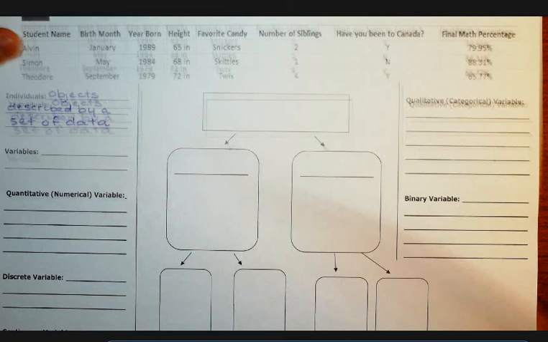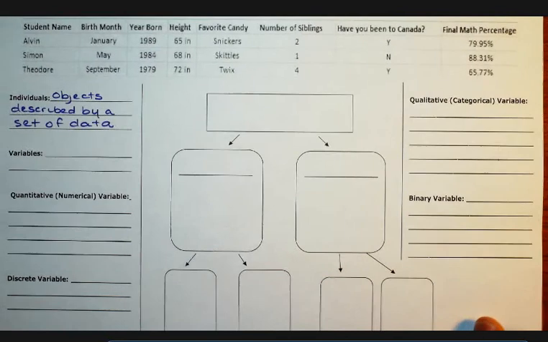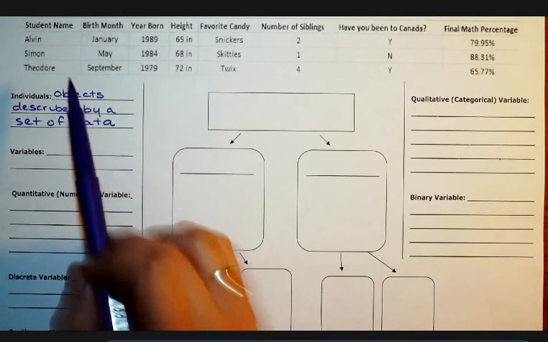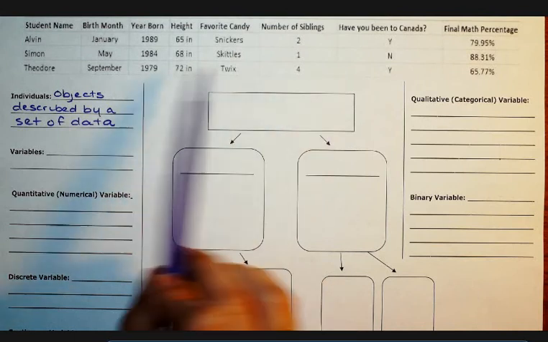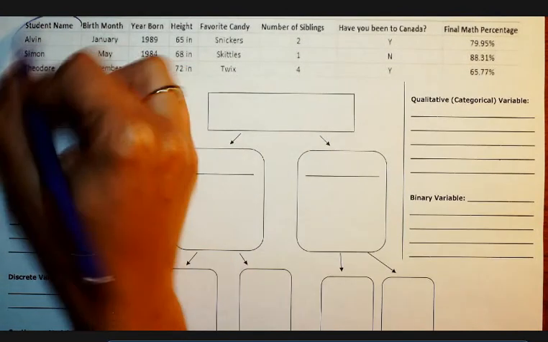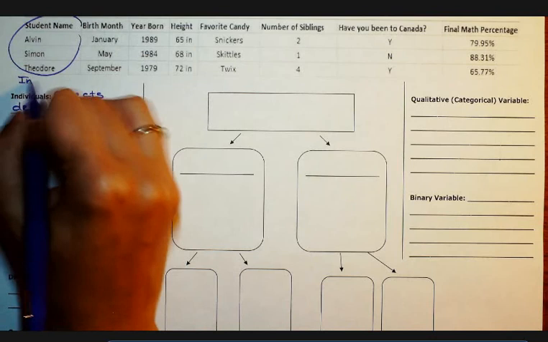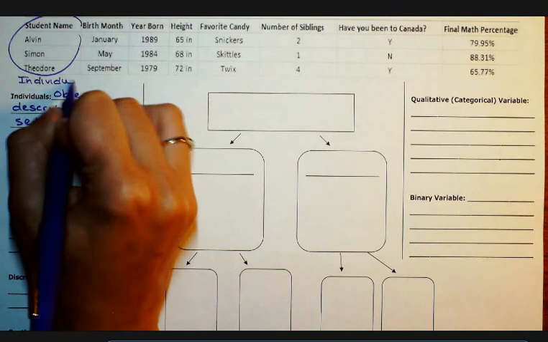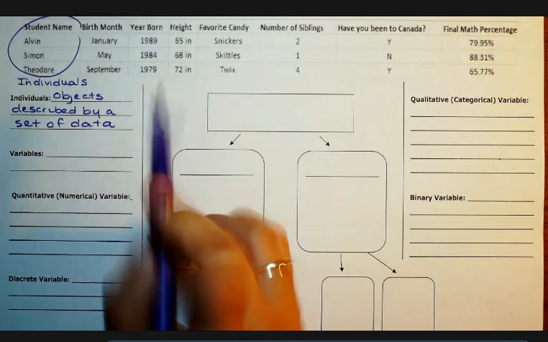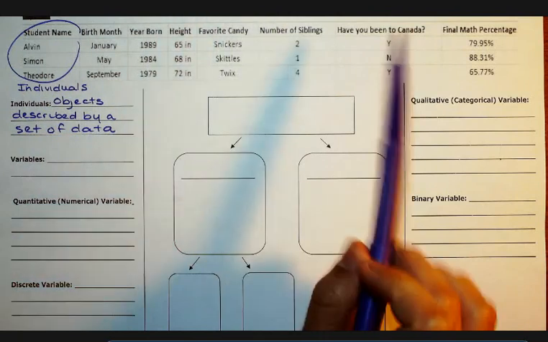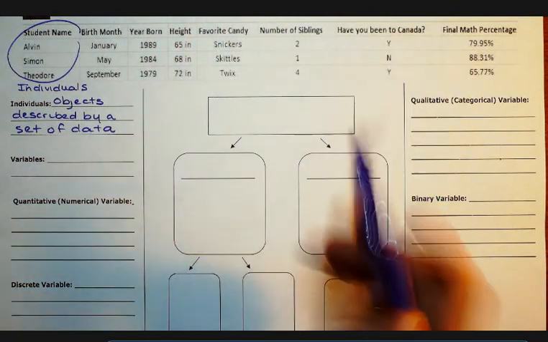So you can see here in our data table, our student names are Alvin, Simon, Theodore, and all of these variables represent these three individuals. So right here we've got our individuals. Then the rest of these categories in our spreadsheet are all different types of variables. And what the variables are, they're just characteristics of the individual.